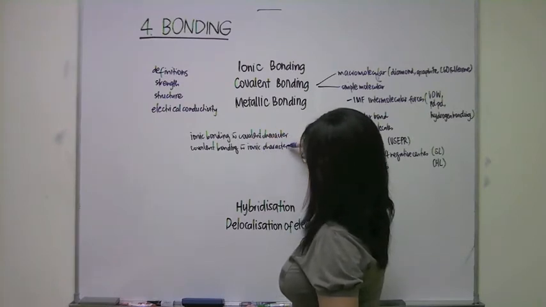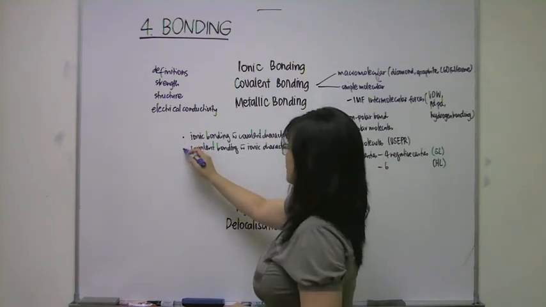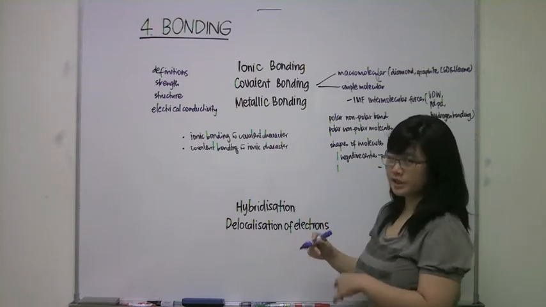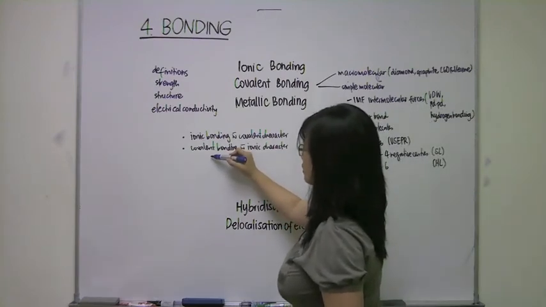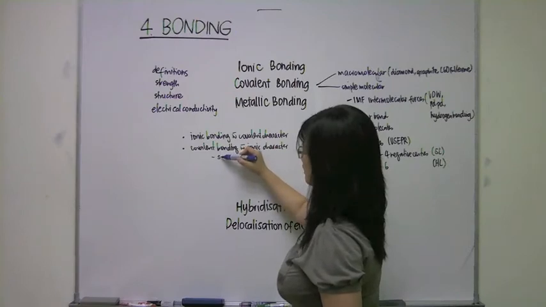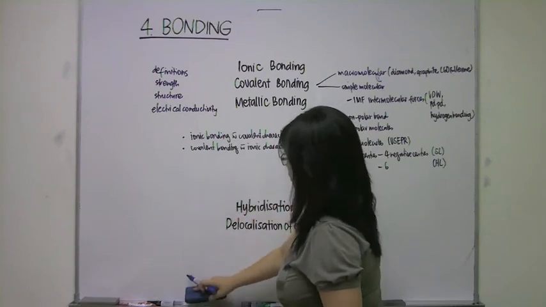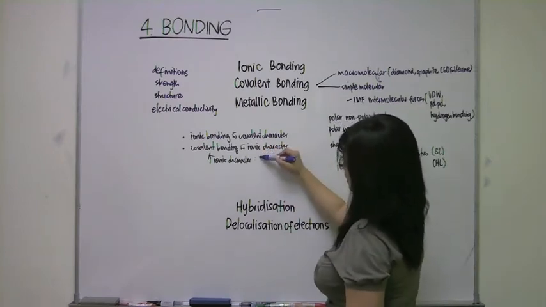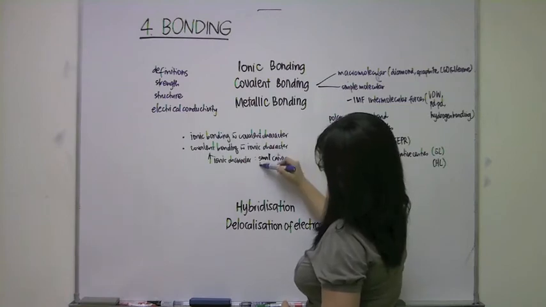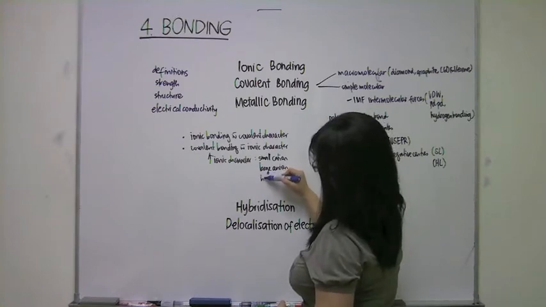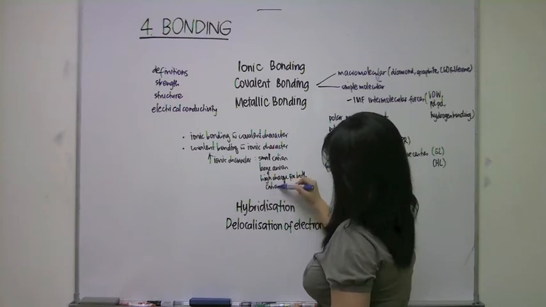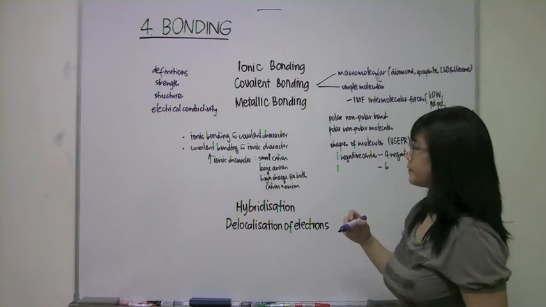For the second type, you need to know the factors that will affect the degree of ionic character in each bond. For example, the three factors for an increase in ionic character are: you need to have a small cation, a large anion, and a high charge for both cation and anion.